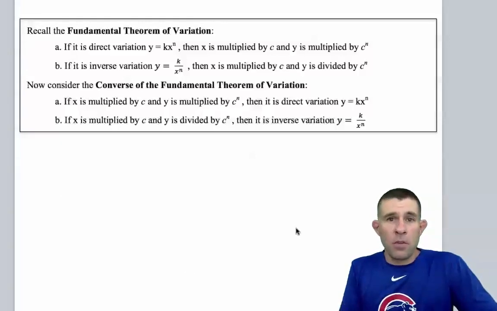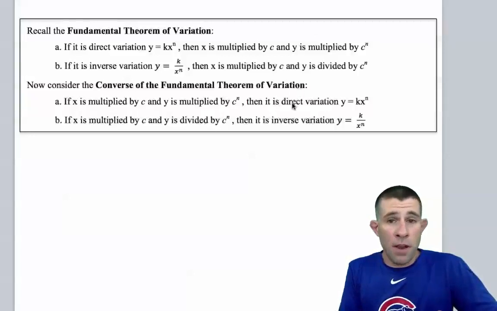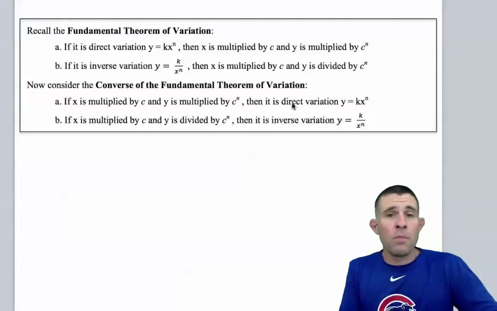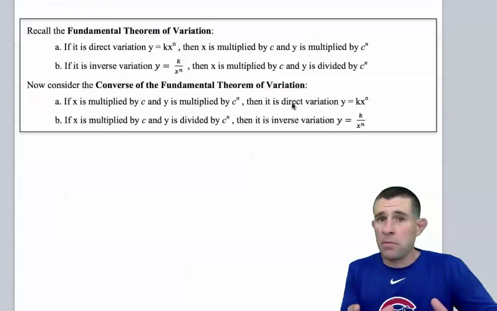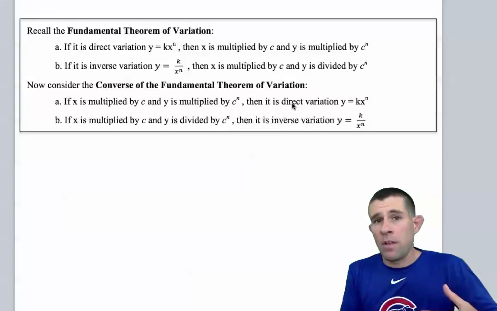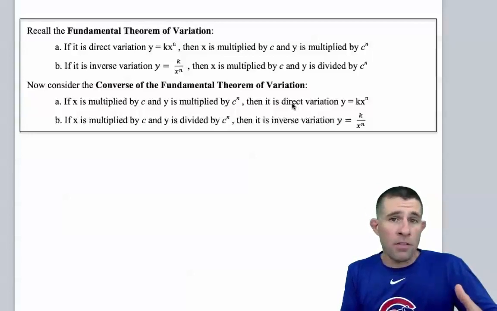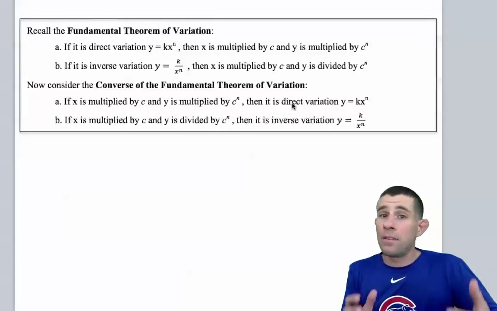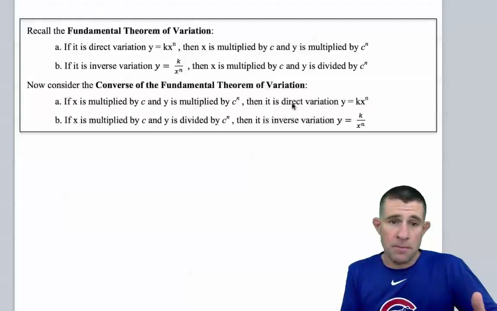Earlier on in this chapter, we learned about the fundamental theorem of variation. It simply said if we have a direct variation equation, that whenever we multiply x by some number c, then y will also be multiplied by c. If we had an inverse variation equation, then if we multiplied x by some number c, then y would be divided by that number c.